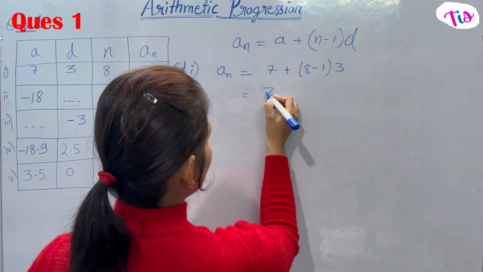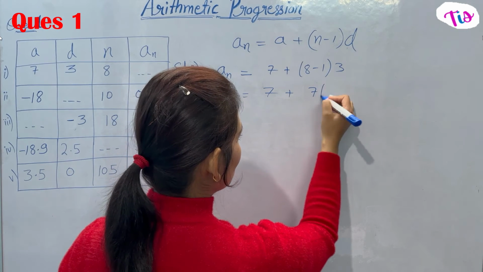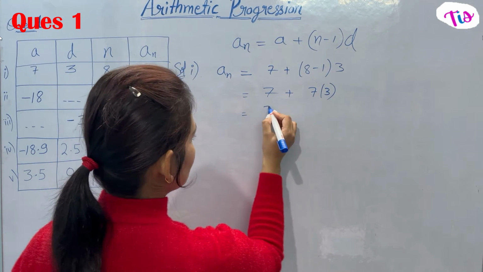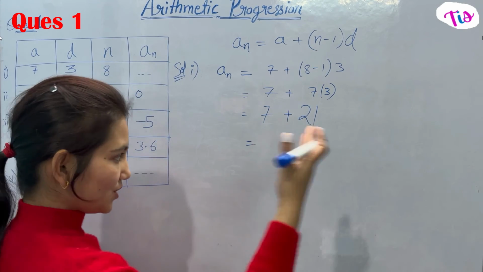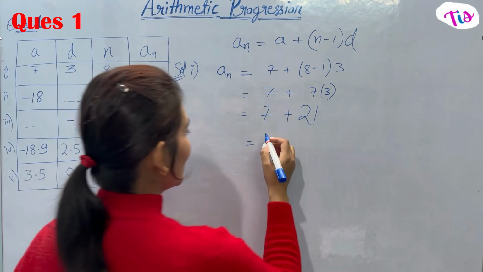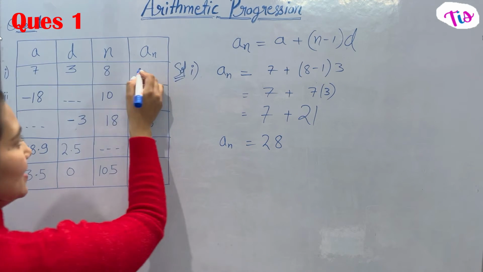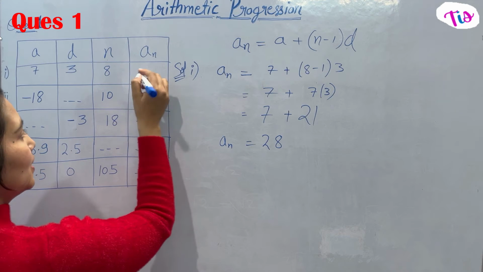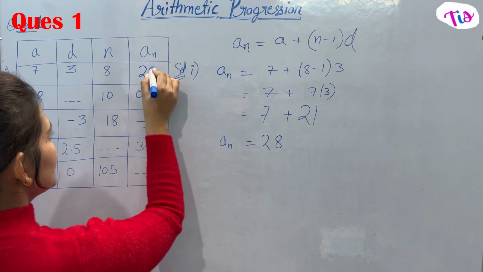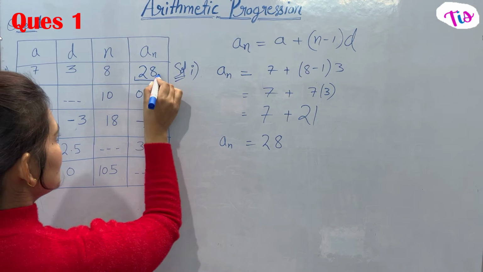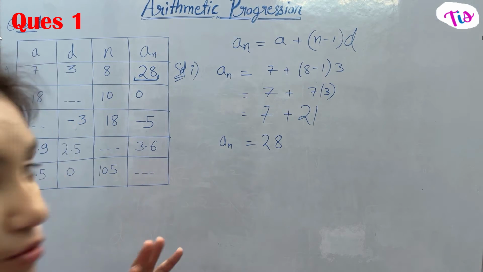Now this is 7 plus 8 minus 1, which is 7, into 3. 7 into 3 is 21. 7 plus 21, and here we go, we got our answer. 21 plus 7 is 28. So an is 28. So 28 will come here. Yes, 28 is the answer. Now let's move to the second part.